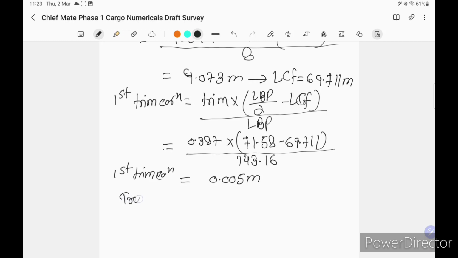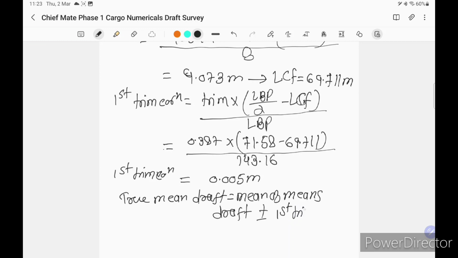Now we'll calculate true mean draft. True mean draft is equal to mean draft plus or minus first trim correction. So since it is positive, we'll apply positive.